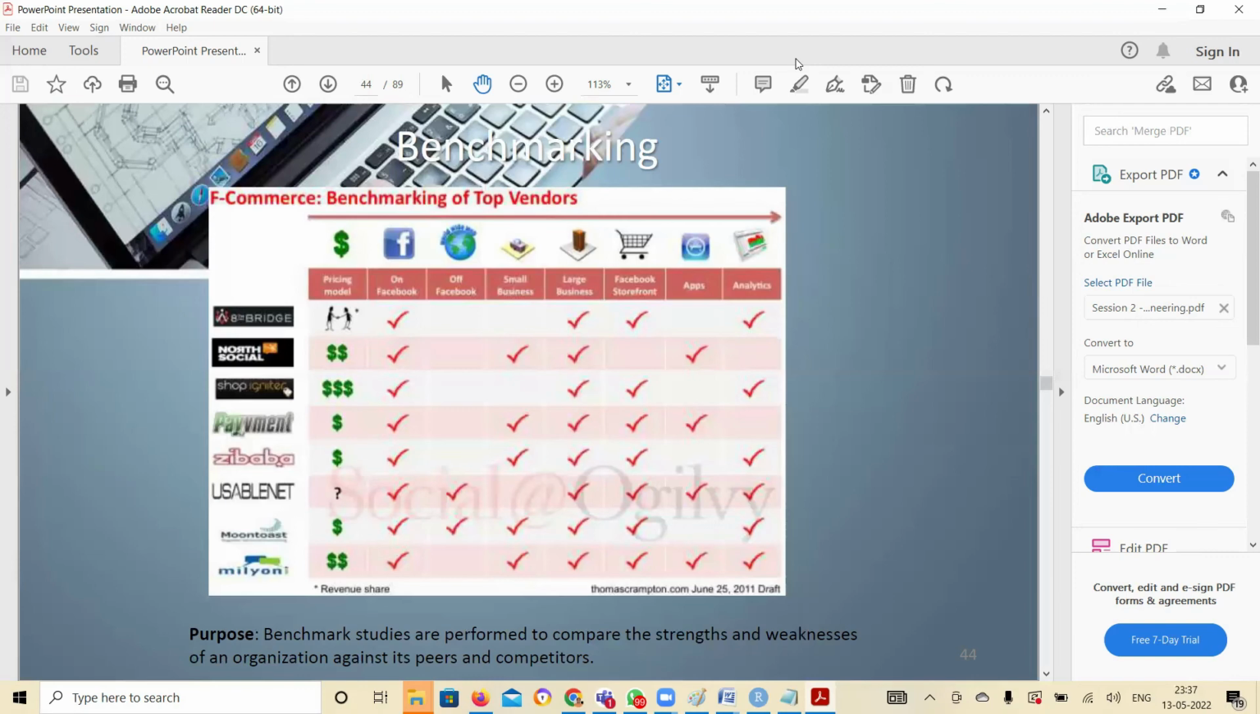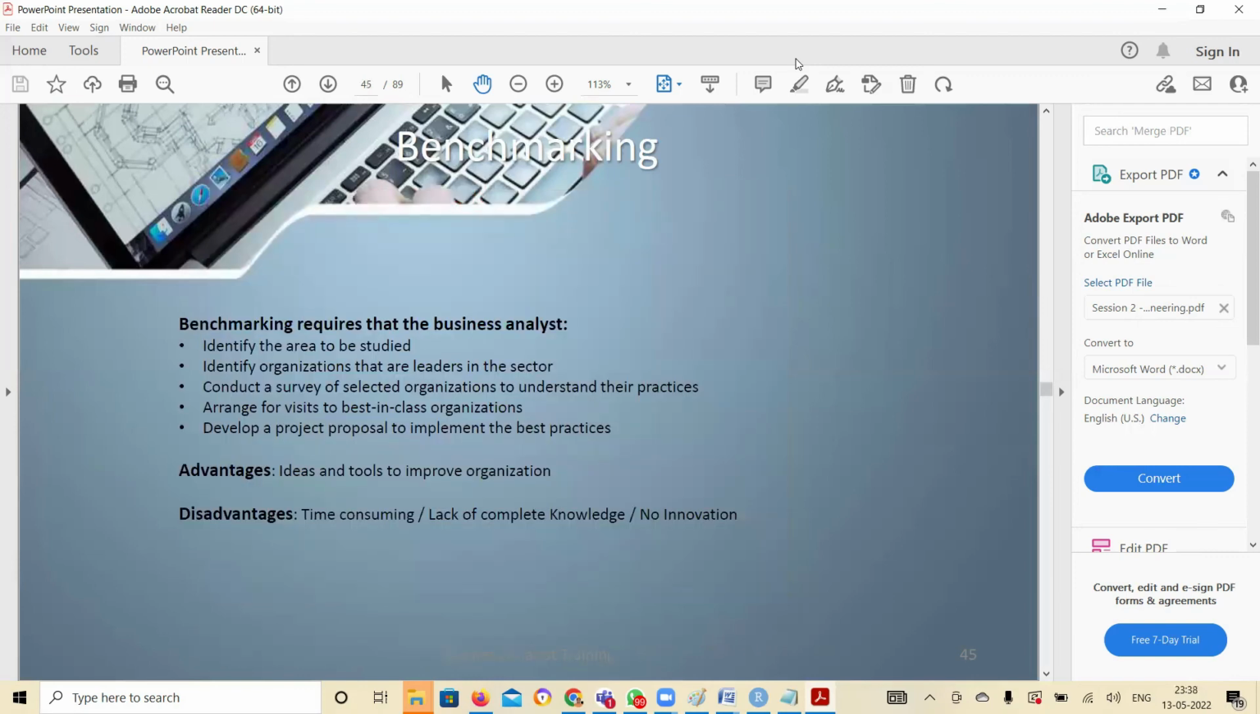Yes. But this is important when you're doing the catch-up. When you're slipping back, you need to know where you're slipping, why you are slipping. So it is an important tool, important technique.